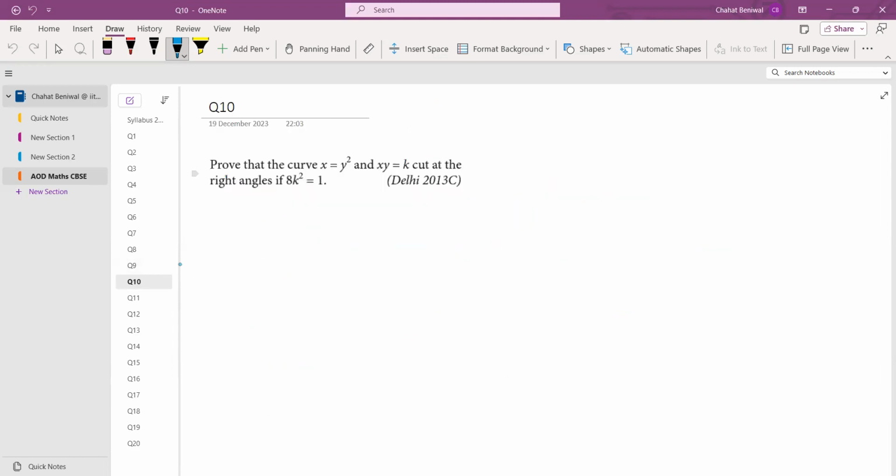Okay. Prove that the curves this and this cut at right angles if 8k squared is equal to 1. So basically we need to prove this thing using these two curves. We know these are two curves. Let's try to draw them. So y squared is equal to x is going to look like this.